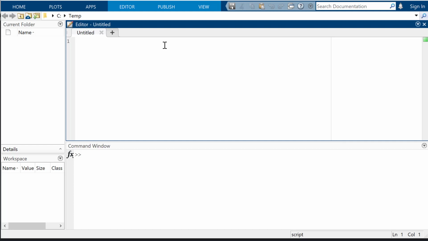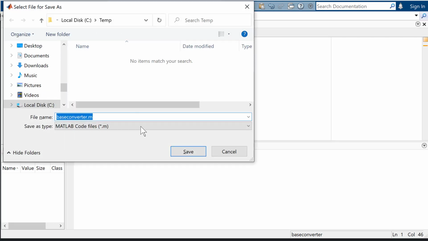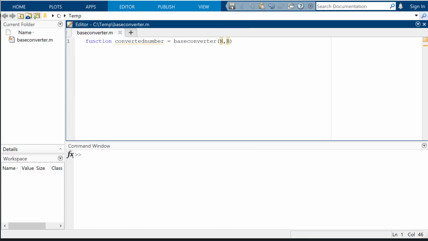So that's going to be something like the converted number is going to be base converter n base b. All right, we're going to assume everything coming into it is base 10. Going to go ahead and save it, and it should save straight up as base converter.m. Okay, so the number is n, the base is b.